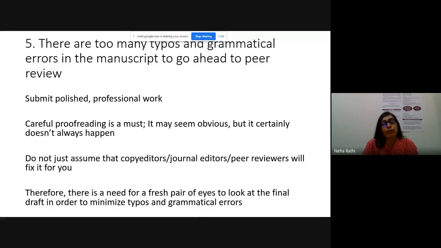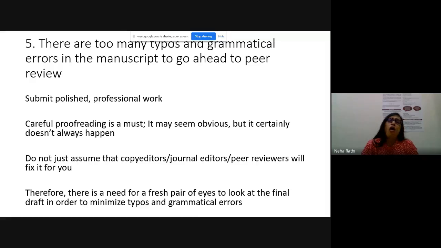I would like to say, if you have too many typos and grammatical errors, it really puts your image down in front of anyone, whether it's a supervisor or an editor. And it can put off any reviewer or examiner, let me tell you. So always submit polished, professional work. Careful proofreading is a must. It may seem obvious, but it doesn't always happen.